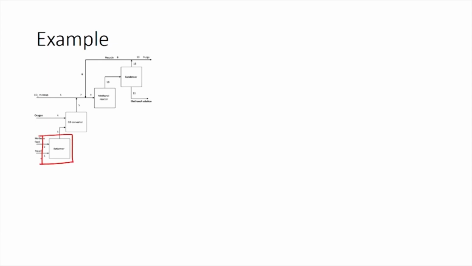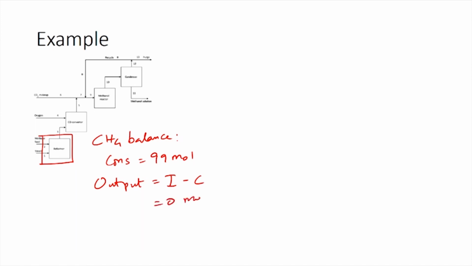Now, we need to calculate information about stream 3. For this reason, we will choose the reformer as the system and perform material balance calculations. So, we can write the methane balance. We know that 100% of methane is consumed, which means methane consumed would be 99 moles. So, output methane in stream 3, which would be equal to input minus consumption, would be 0 moles.